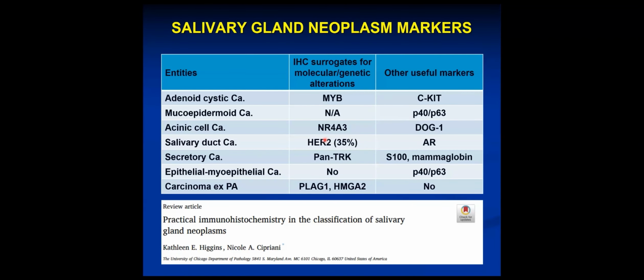Next, let us move on to salivary gland neoplasm markers. This table summarizes the IHC surrogate markers for molecular genetic alterations, as well as some useful markers for the commonly encountered salivary gland neoplasm entities, such as MYB for adenoid cystic carcinoma, NR4A3 for acinic cell carcinoma, and pan-TRK could be very useful for secretory carcinoma, and PLAG1 and HMGA2 are good for pleomorphic adenoma as well as carcinoma ex pleomorphic adenoma.